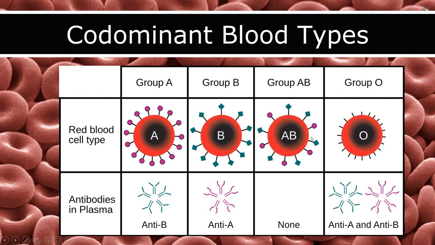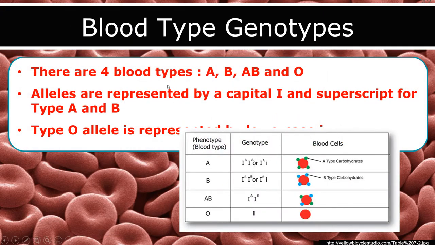You can also be AB, and this is where the codominant comes in. Because both of those glycoproteins are present, they are expressed in equal amounts. This is really where we're calling it codominant, because they equally have the type A and the type B glycoprotein on their surface. Or you can be type O, where you don't have any antigens on the surface of your cells at all. So there are four official blood types: type A, type B, type AB, and type O.